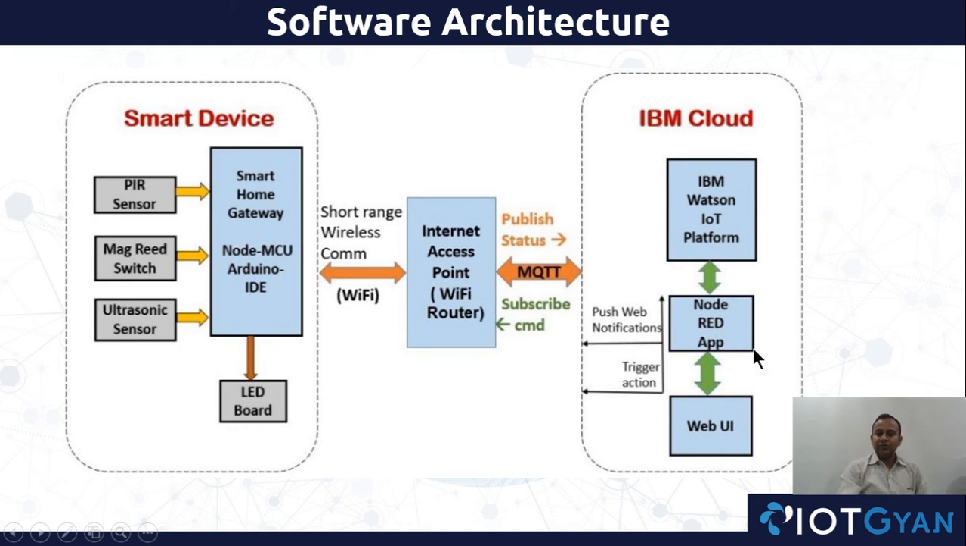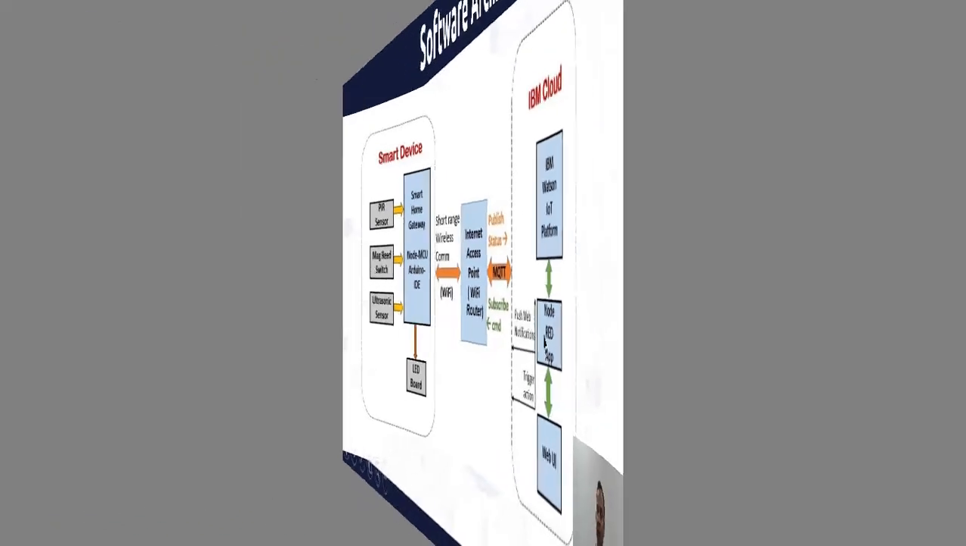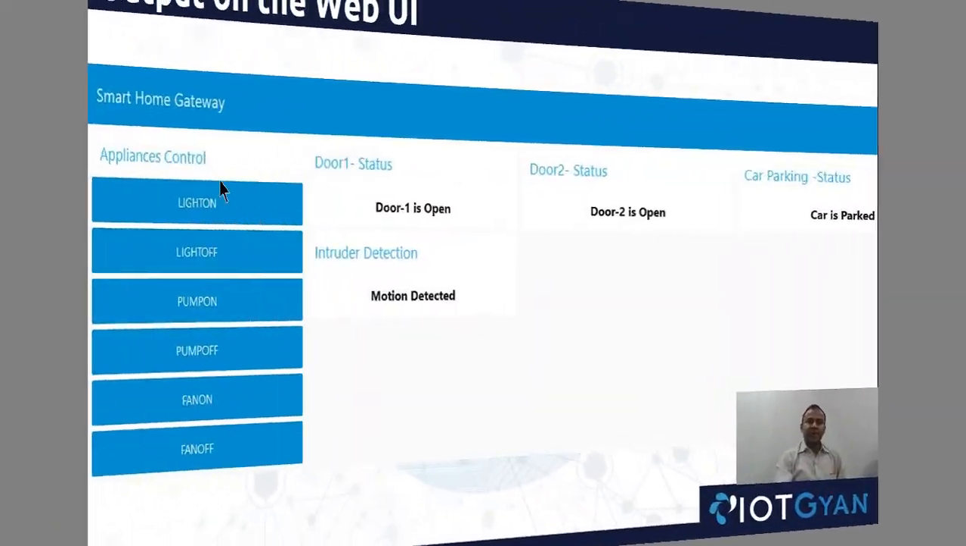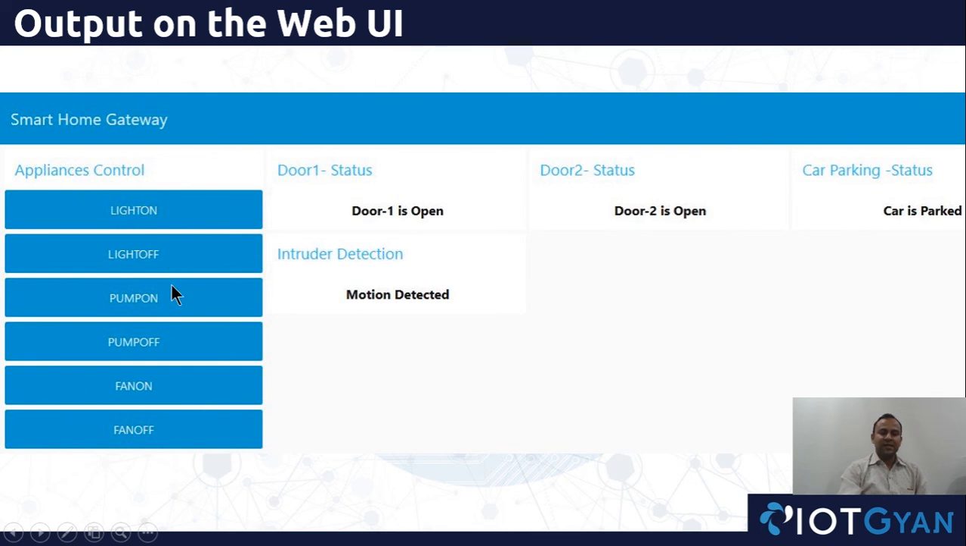At last, I'll show you the web UI which we will be designing in our coming tutorial using the Node-RED tool. This web UI has two parts. The first one is the appliance control and the second one is the sensor information part. Since I have connected reed switches to the doors, it is showing the status that the door is open. When it is away from the magnet, it will be updated here like door 1 is closed.